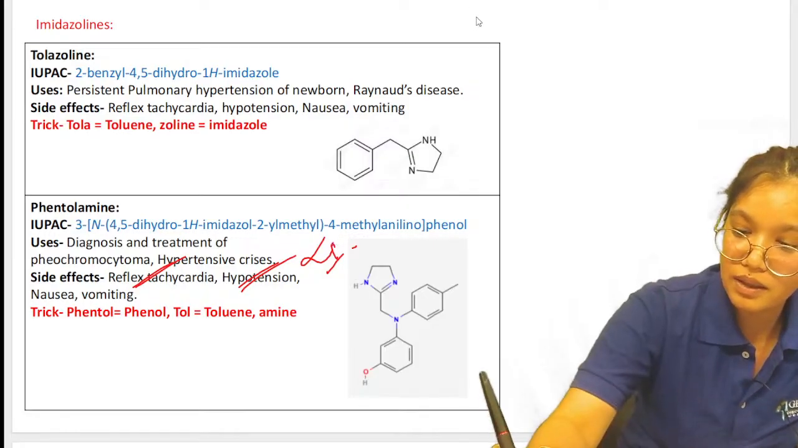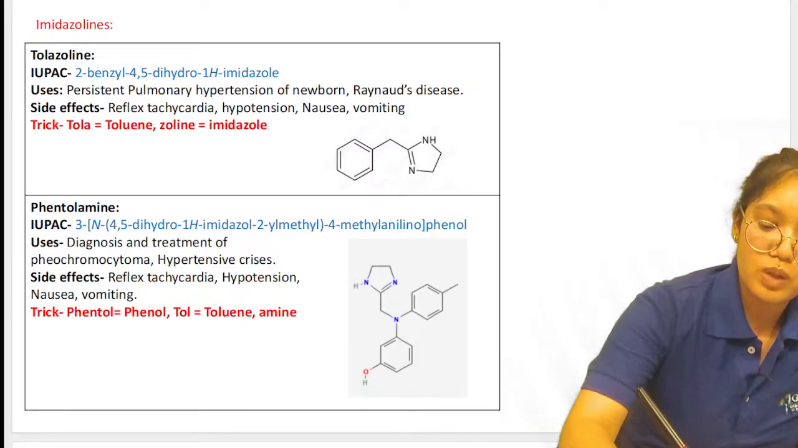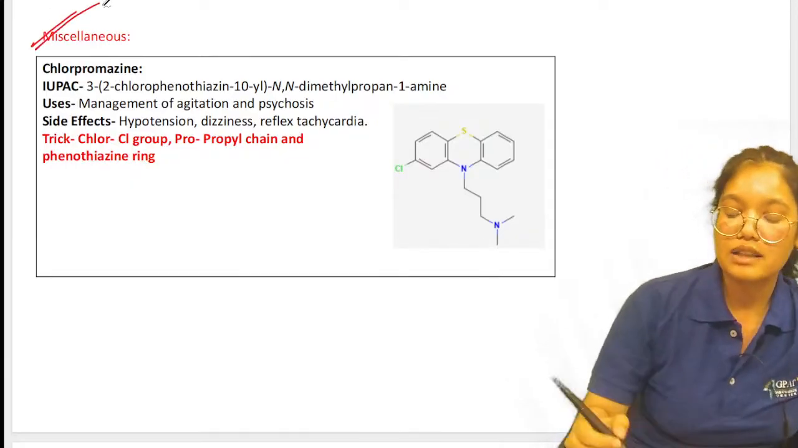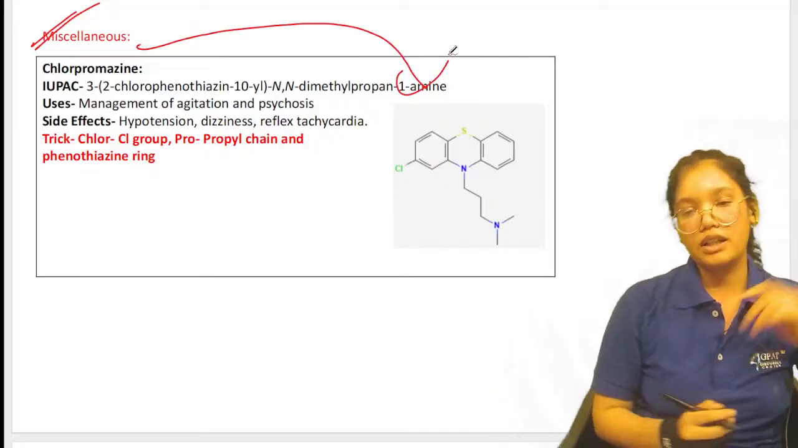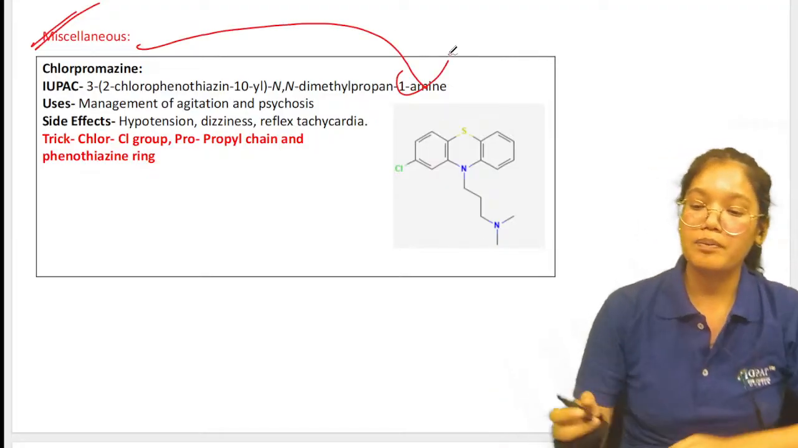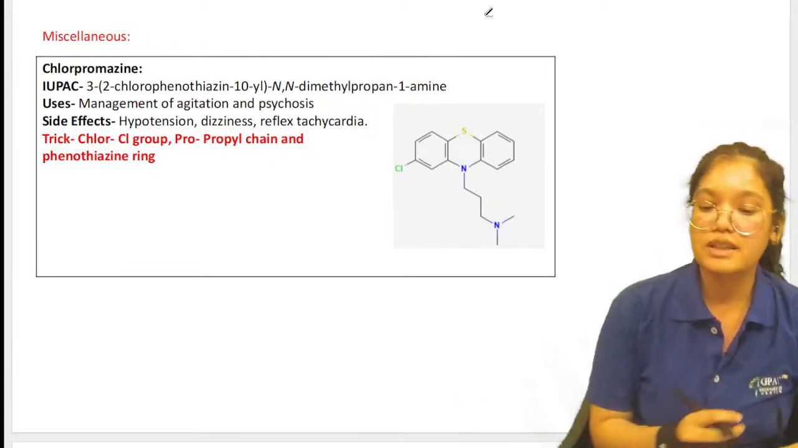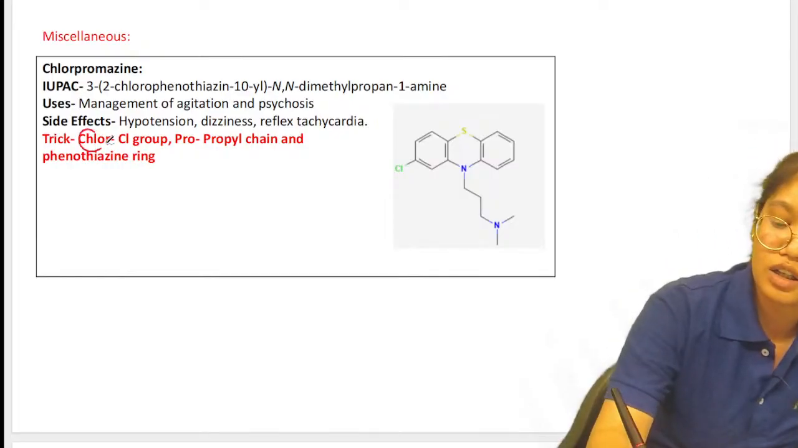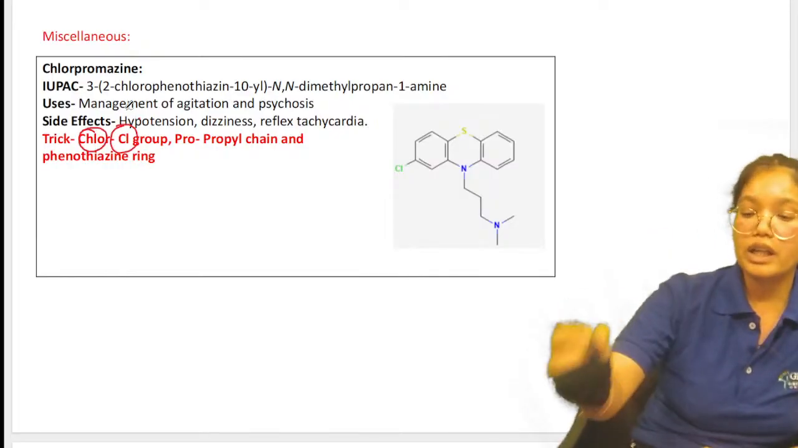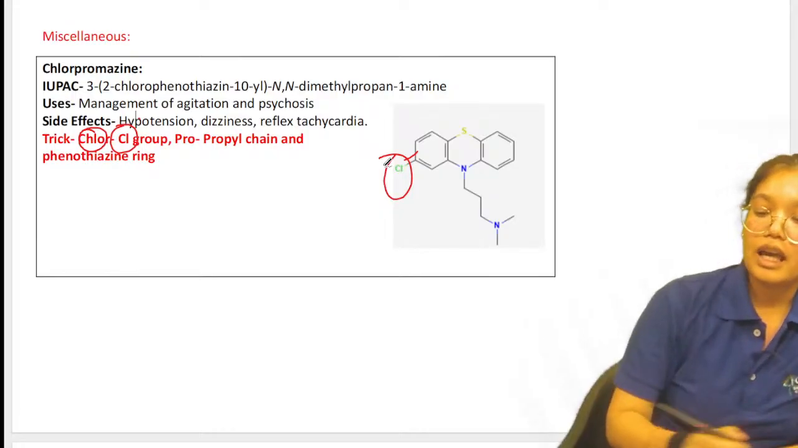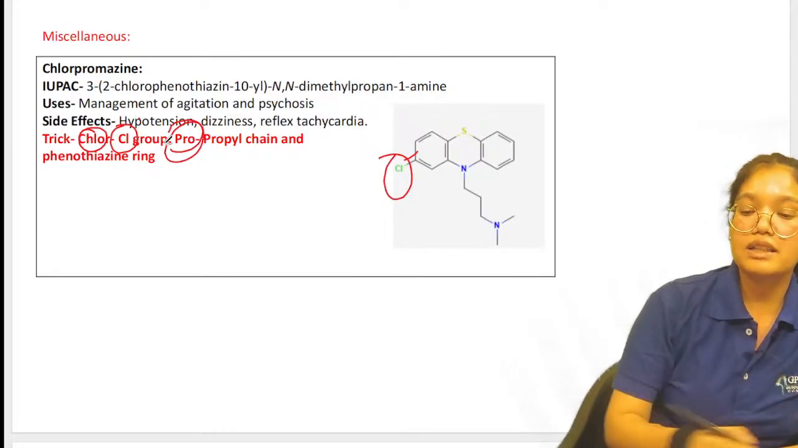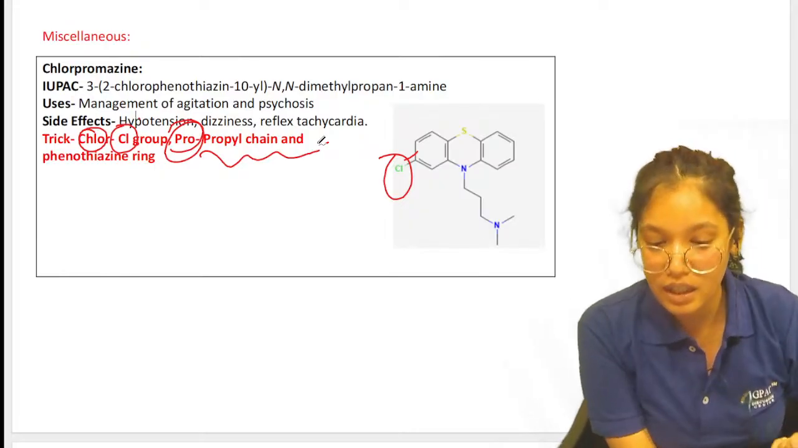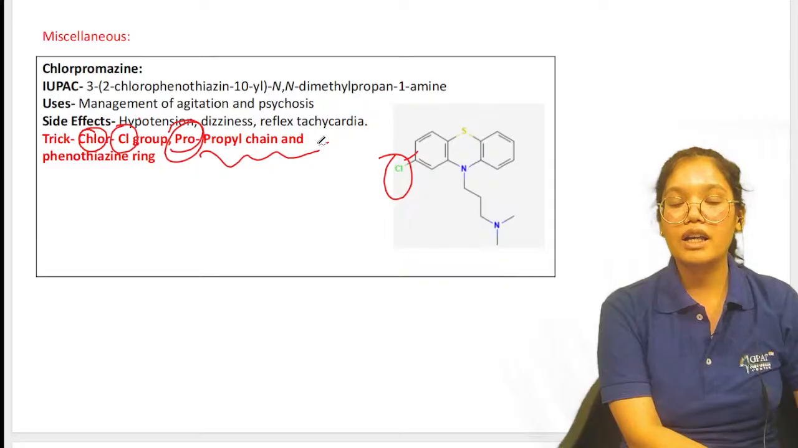Okay. Now moving towards the next drug. Now the miscellaneous drugs. Now why miscellaneous? As their structure is different from the other classes of drugs, so it is in the miscellaneous category. Now chlorpromazine. Talking about the trick here, we have a chlor group, so it contains a chlorine group in its structure. Then from pro we can say it contains a propyl chain, and along with the propyl chain it contains a ring, that is phenothiazine.